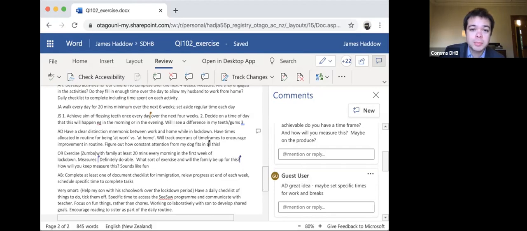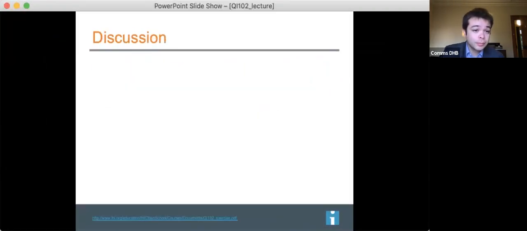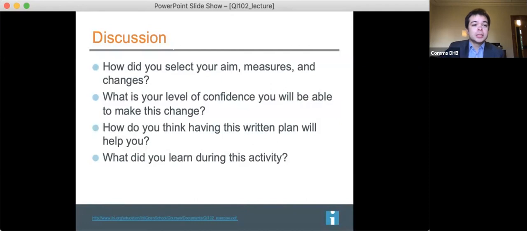So just pulling things back for the last minute. How did you select your aim, your measures and changes in your idea? What is your level of confidence you will be able to make this change? And how do you think having a written plan will help you? And what did you learn during this activity? Well, these are things that you can ponder, but you'll probably find that by writing it down, by really thinking of it in this way, you increase your confidence. The written plan helps you be accountable for it.